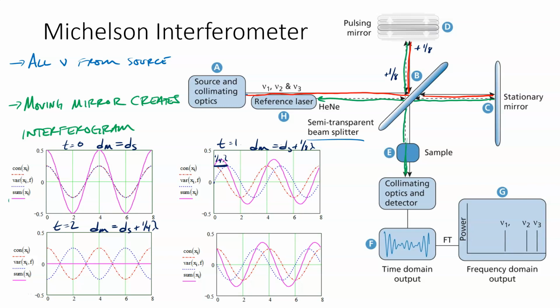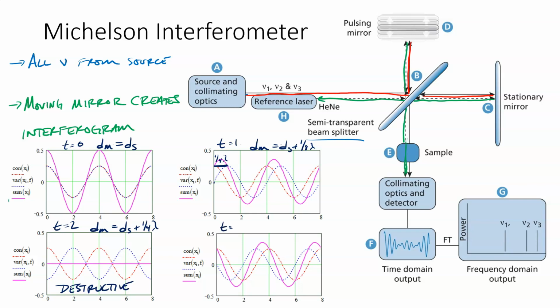And so we have a 1/4 lambda on the way to the moving mirror and a 1/4 lambda on the way back from the moving mirror. And so a 1/4 plus a 1/4 is a half. And so if we're shifted by half a wavelength, then we're going to get perfect destructive interference. All right? Perfectly destructive, so we have no signal.